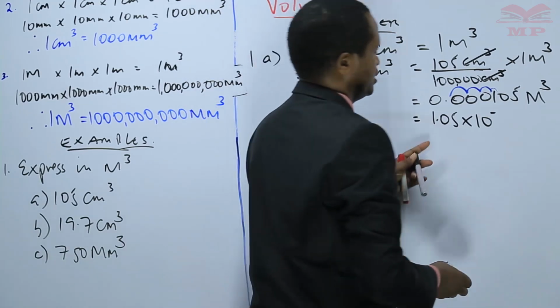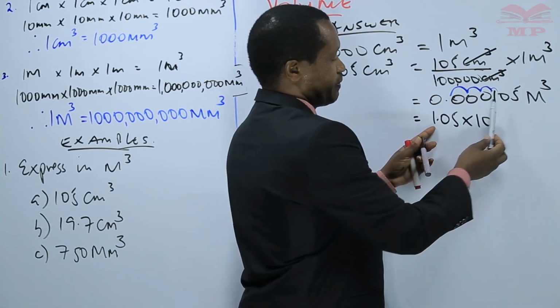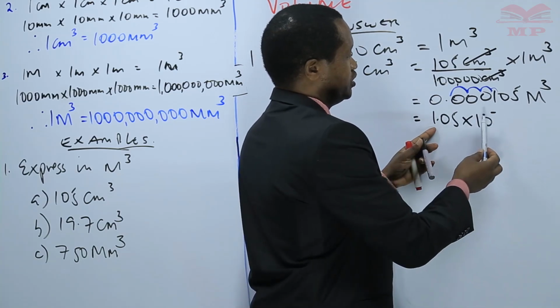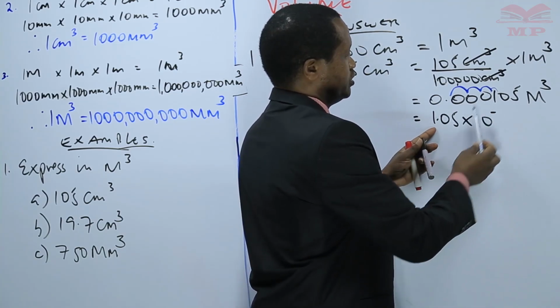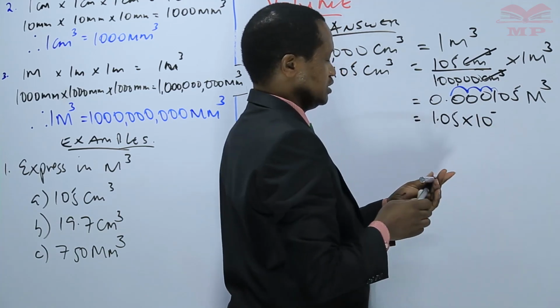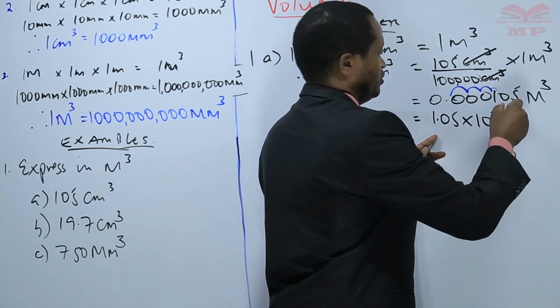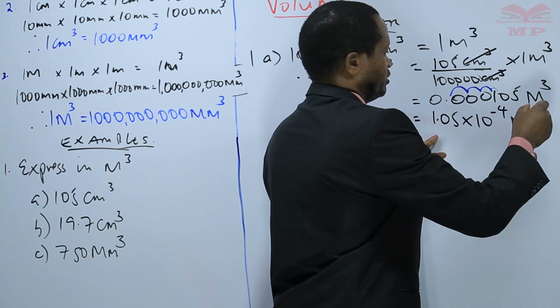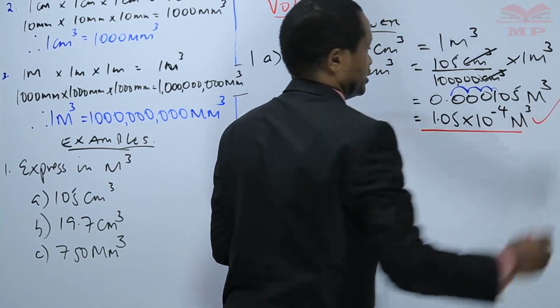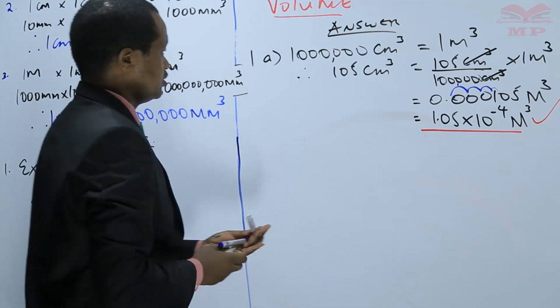Since we are moving to the left, we put the negative sign. So we have 1.05 times 10 raised to negative 4 cubic meters. So that is the answer, correct. Then let's do B.